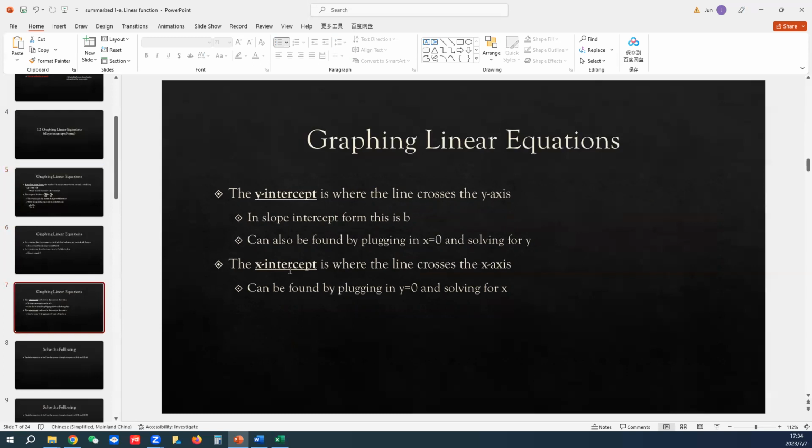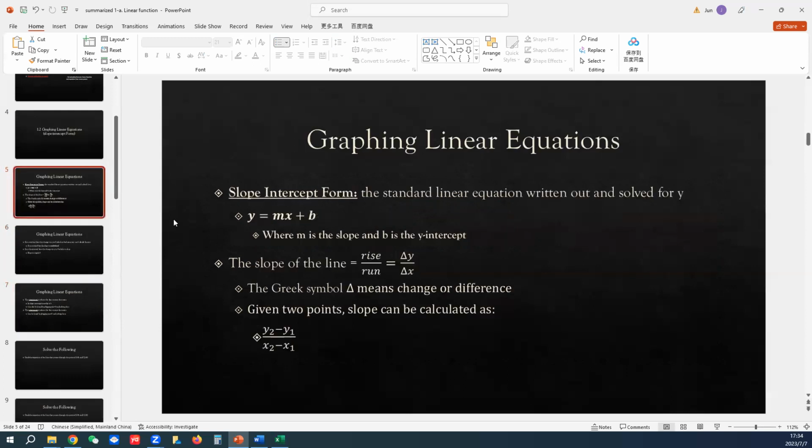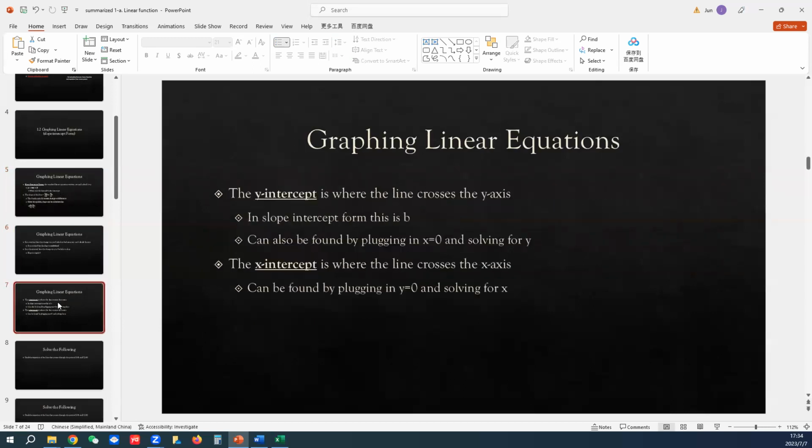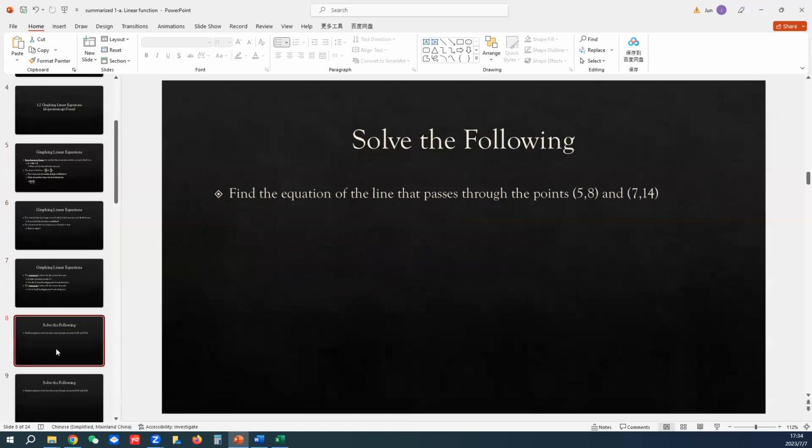Okay, and the x-intercept, we need to solve for that. Do a little bit of solution. That is when y equals 0. So your left-hand side is 0, and then you're solving for x, given m and b. We're going to do one example on that.